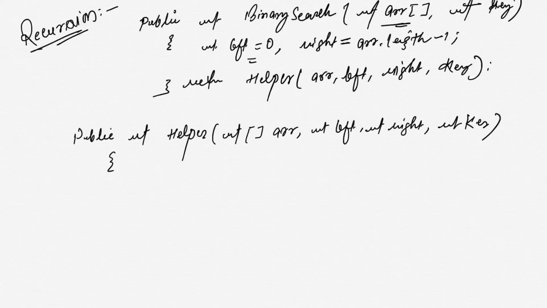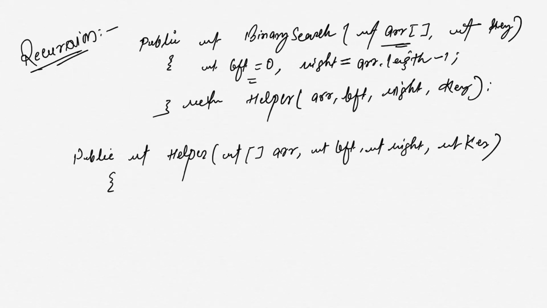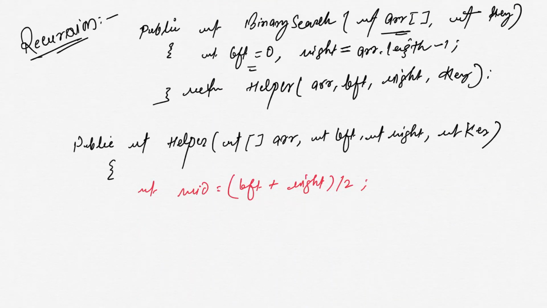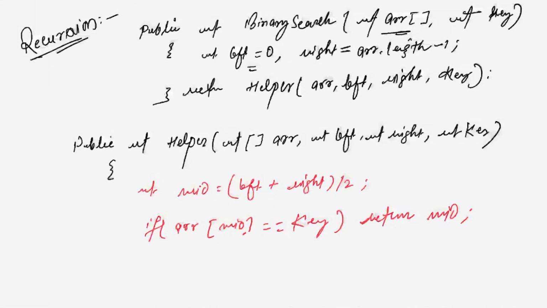Okay, and I start the function. Here we need to define the mid. Integer mid is going to be left plus right divided by 2. And if array of mid equals key, we are going to return the index. So we are going to return the mid.